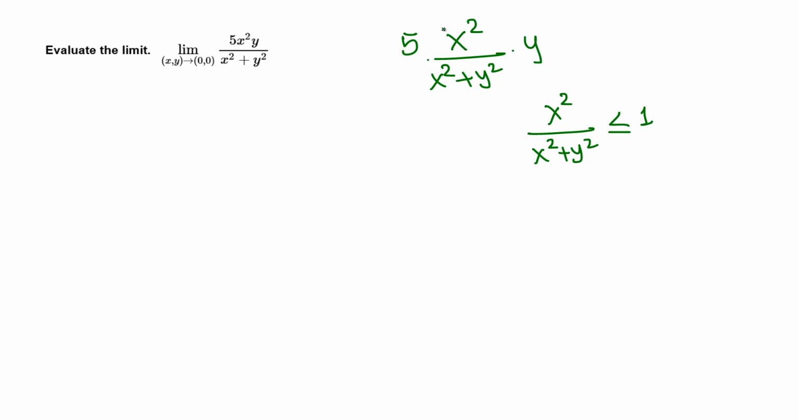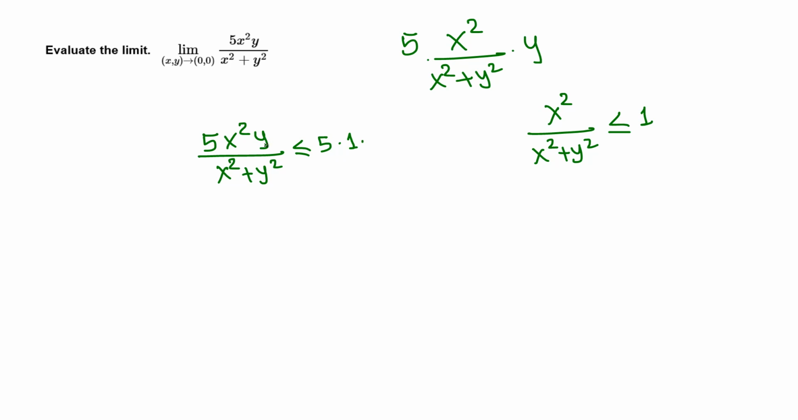Looks like we can find a lower bound and an upper bound for this function, and if we are able to find the limits of the lower bound and upper bound, then we can use the squeeze theorem. So let's try to do that. This function, 5x squared y over x squared plus y squared, is less than or equal to 5. I'm just going from here: 5 times x squared over x squared plus y squared is less than 1.